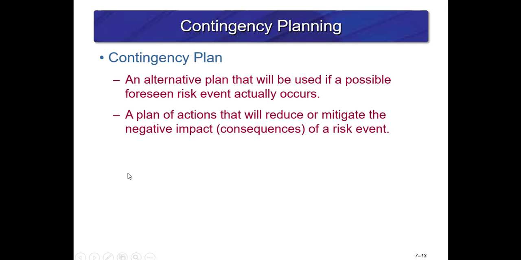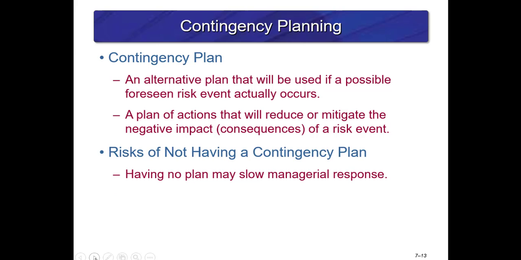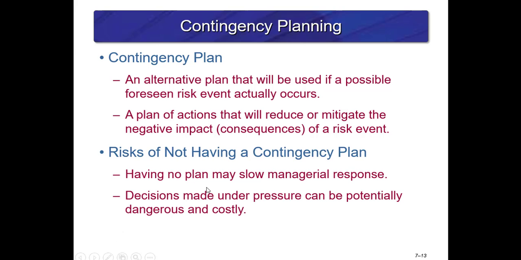Contingency planning is an alternative plan that will be used if a possible foreseen risk actually occurs. It's a set of actions that you would use to reduce or mitigate the negative impact. The issue of not having a contingency plan is that it may slow your managerial response, and decisions made under pressure can sometimes be costly or dangerous.